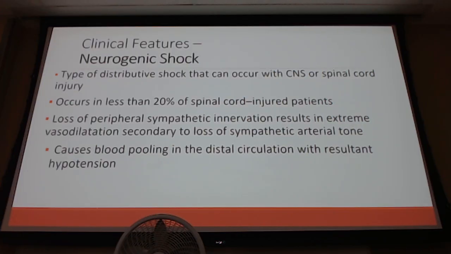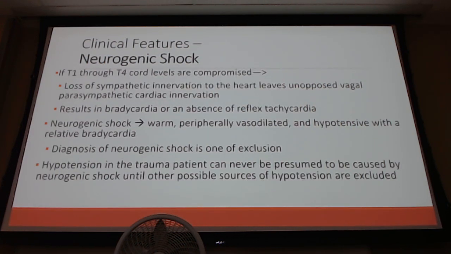And then neurogenic shock, you know, it falls under the distributive shock category. It's less than 20% of the patients, which is why we like to assume that it's some sort of hypovolemic shock causing that hypotension in the patient. But you get that loss of peripheral or sympathetic innervation. You get vasodilation, that blood kind of pools into the distal circulation and causes the hypotension.